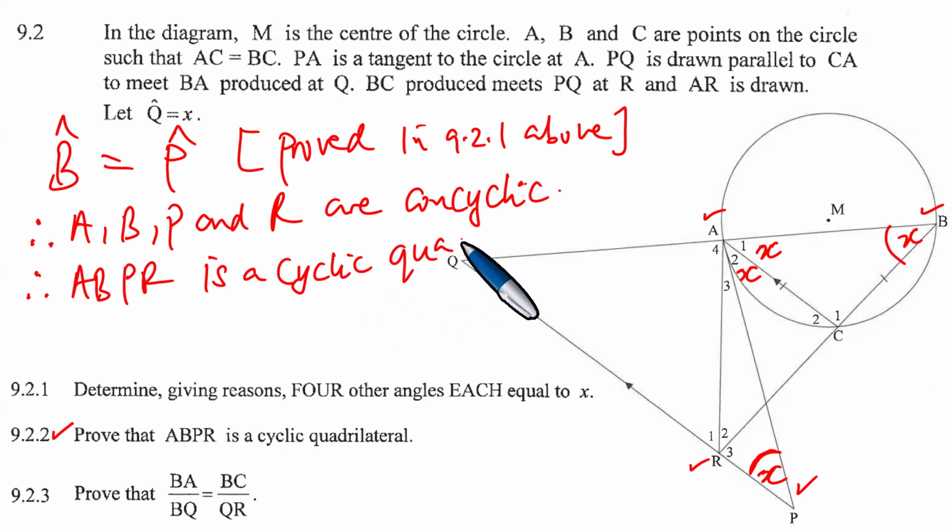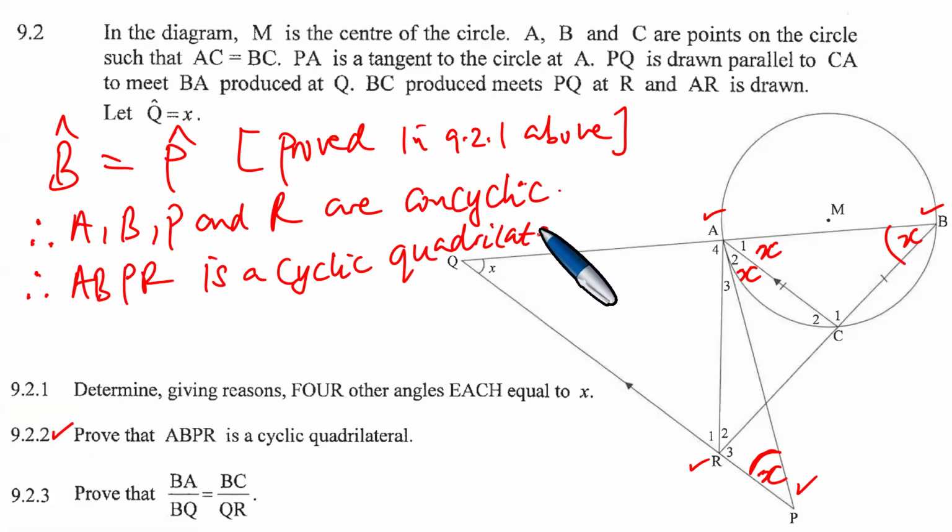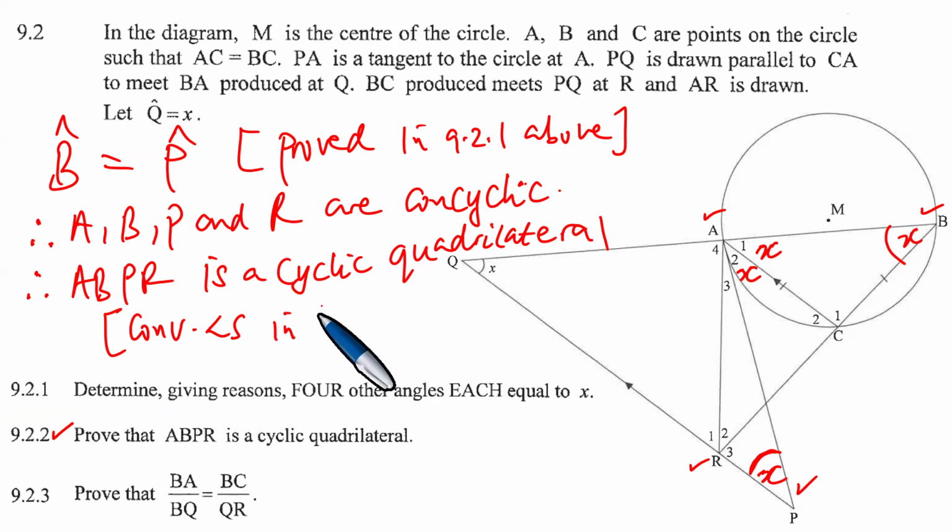A cyclic quadrilateral. And why is it a cyclic quadrilateral? The reason for that, we put it in square parentheses. This is true because of the converse of angles in the same segment. Converse angles in the same segment.